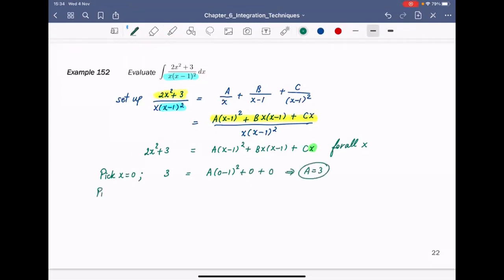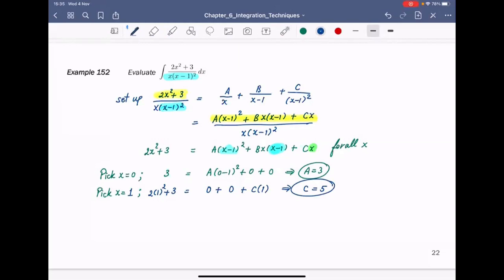All right. Another one. What should I do? I have x minus 1 here, and I also have x minus 1 here that I highlight in light blue. Let's pick x equal to 1, because I hope that these two terms are going to go to 0. This is going to be 0 plus 0 plus c times 1. That means c equal to 5. All right. What about b?